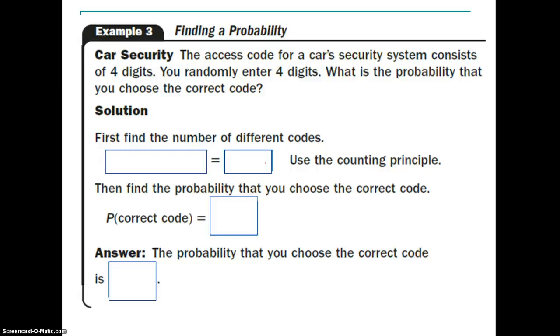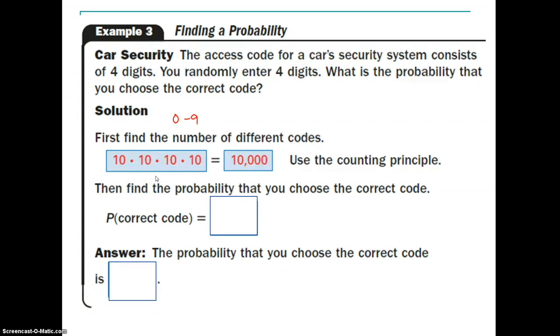First, let's find the number of different codes. So we use the counting principle. It's 4 digits, and the digits can repeat. Now be careful, because you have 0 through 9 as your digits, which means there are 10 choices for each digit. Multiply that together, it's 10,000.